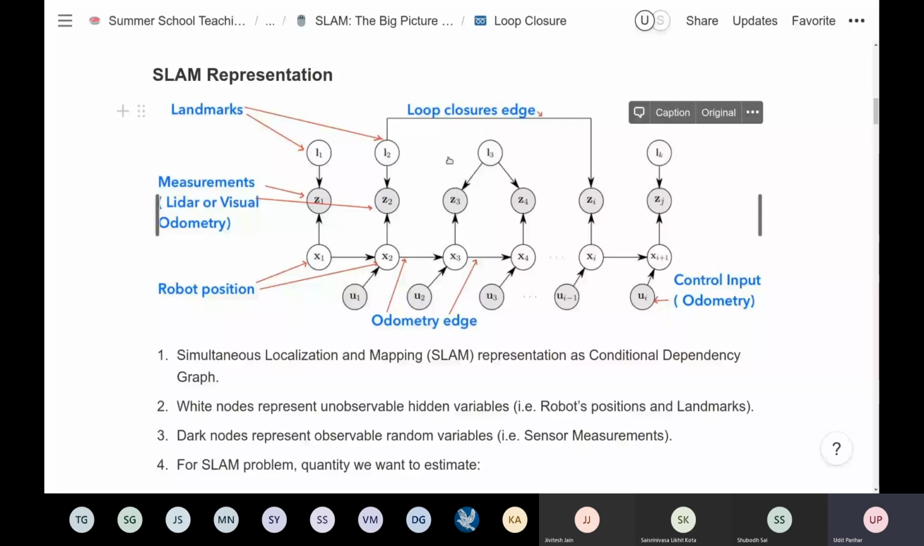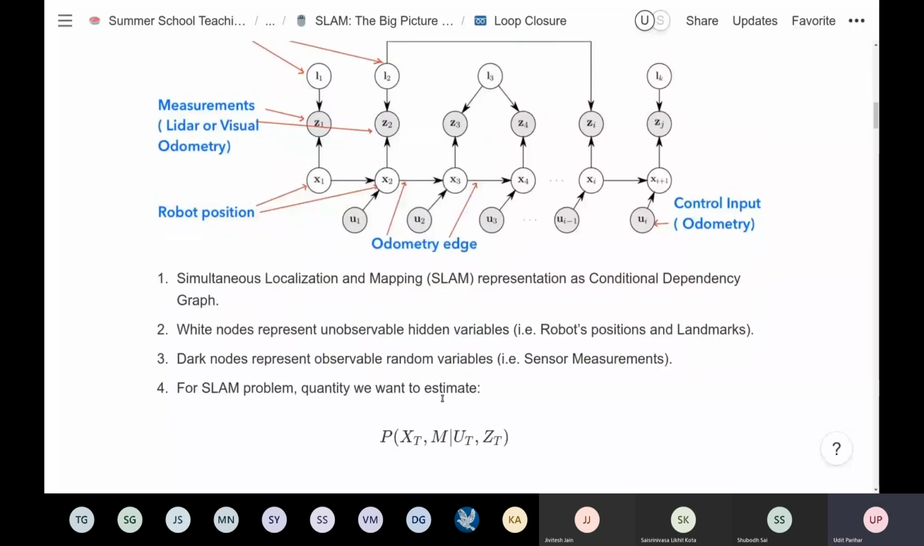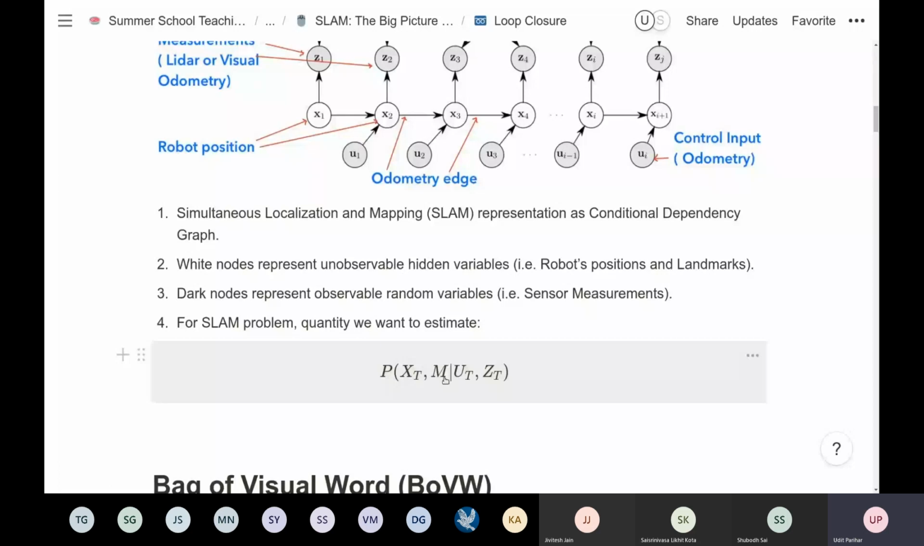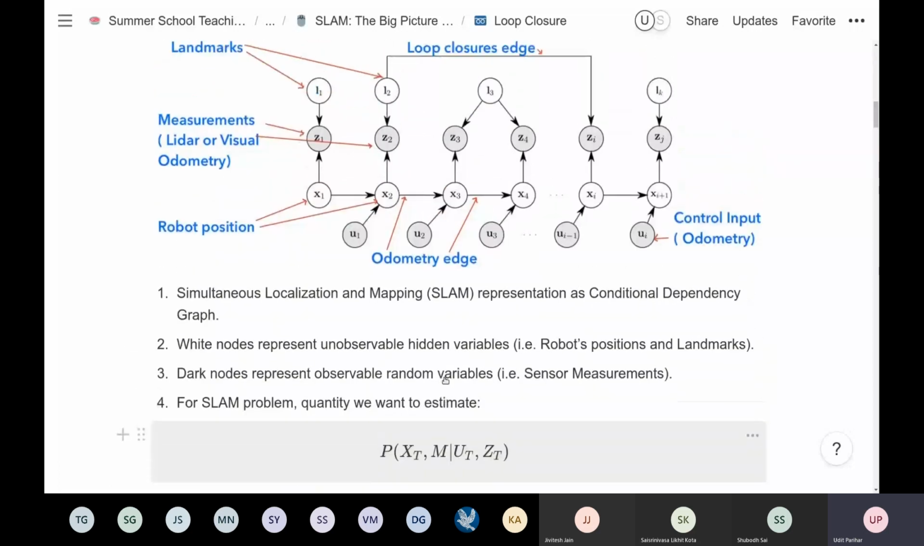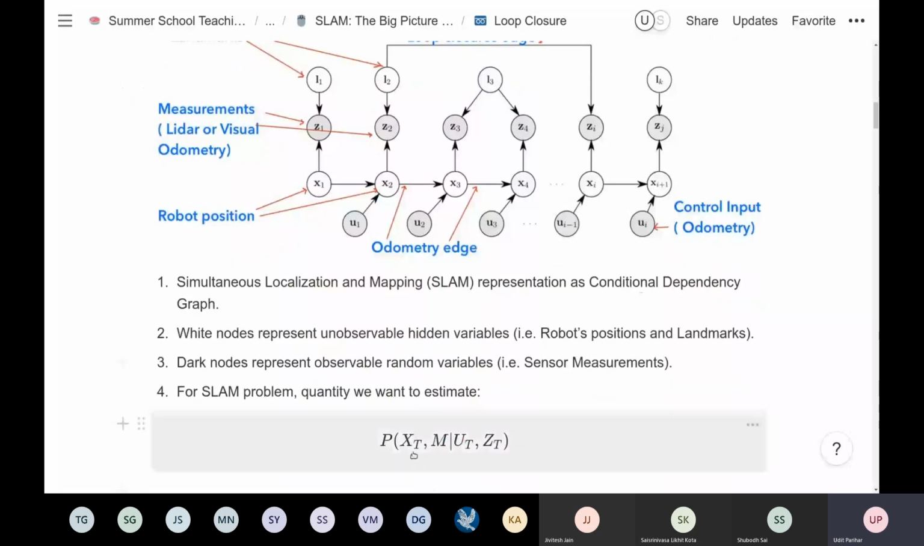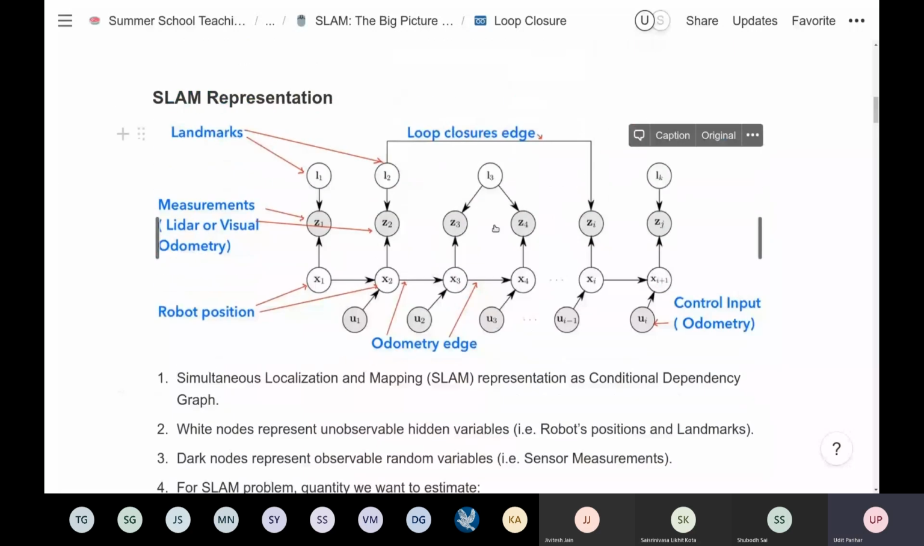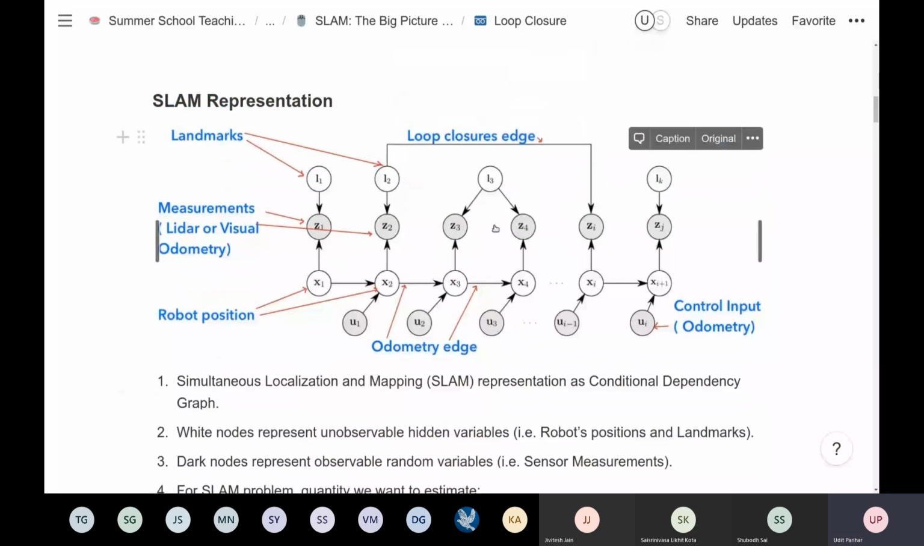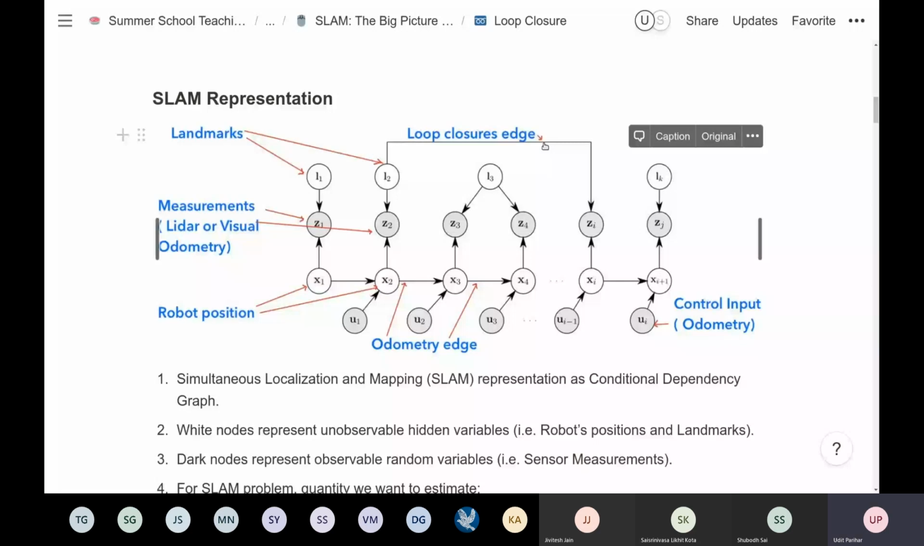For the SLAM problem, our main target is to calculate this probability distribution. We want to calculate the robot poses and the map of the environment. The map of the environment is these landmarks. So we want to calculate the probability distribution of these unobservable random variables from these observable random variables. UT and ZT are the control input and the sensor measurements respectively. Our whole SLAM problem is targeted towards finding this probability distribution. But currently, we are only looking at loop closure. What is loop closure and how are we going to find it?